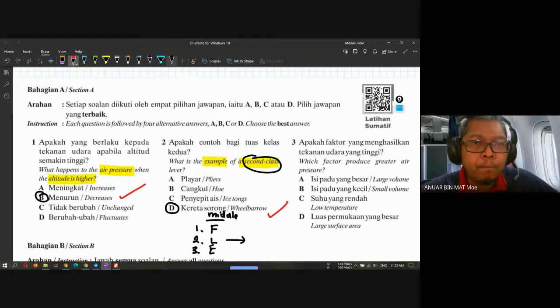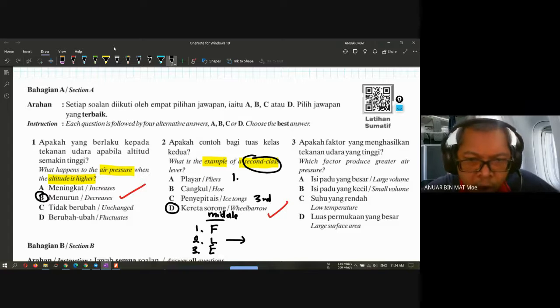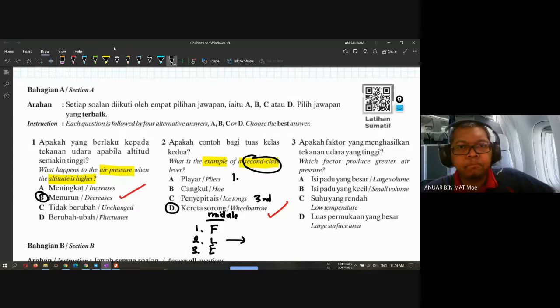How about pliers? Pliers, I think this is the first class. And then cangkul, penyepit, I think this is third class. Pliers, first class. And then how about the cangkul here? Cangkul is what class? Third class, right? Also third class, right? Okay, good.